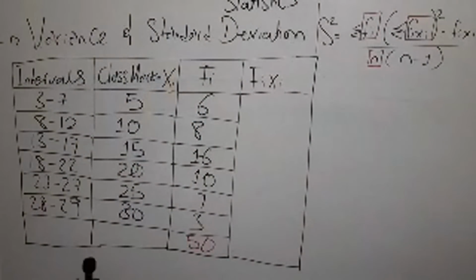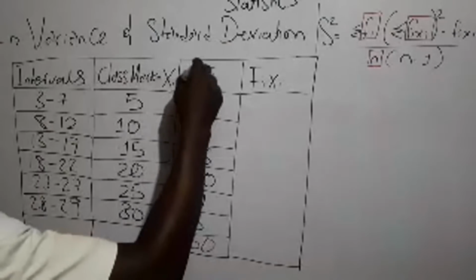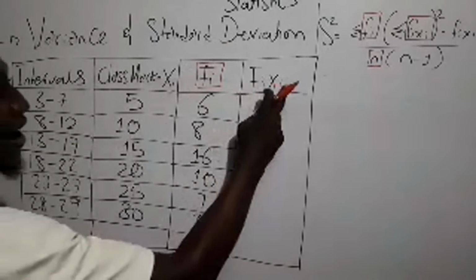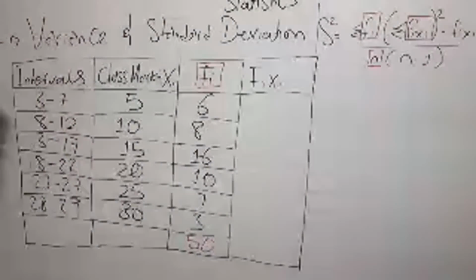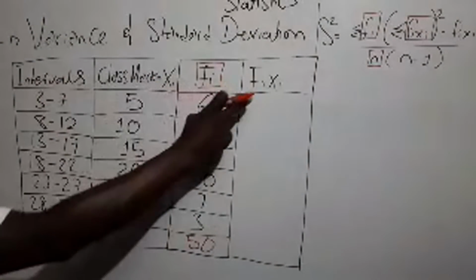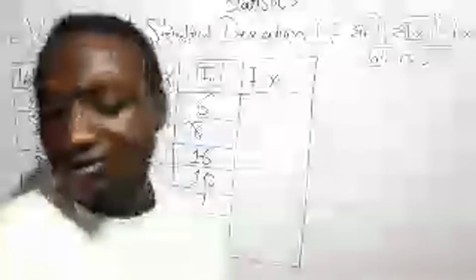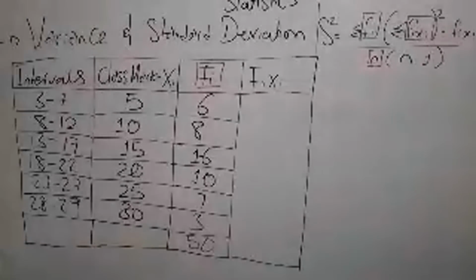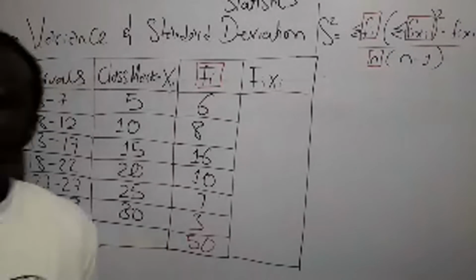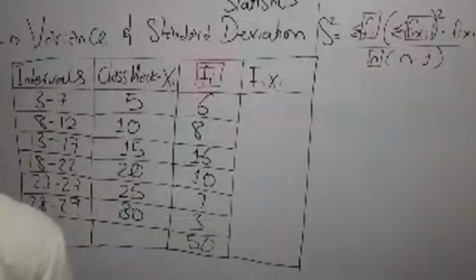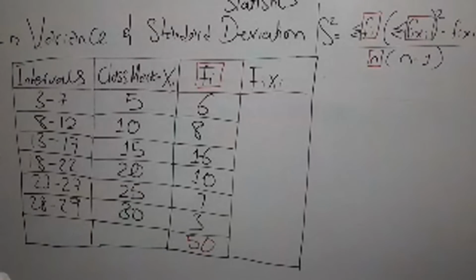But for Fi, we already have our Fi. So to get FiXi, which we have here and here, we already have our X, we already have our F. We're expected to multiply these two. Oh, why did I say that? I'm not supposed to have said that. I've already given us the expression. So FiXi simply means Fi multiplied by Xi. So let the answers start rolling in, please.